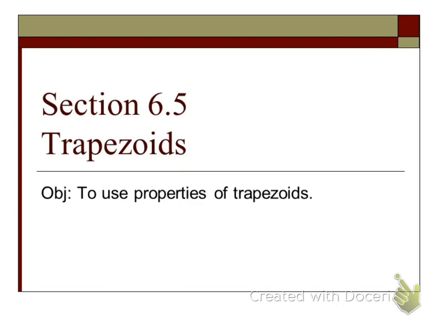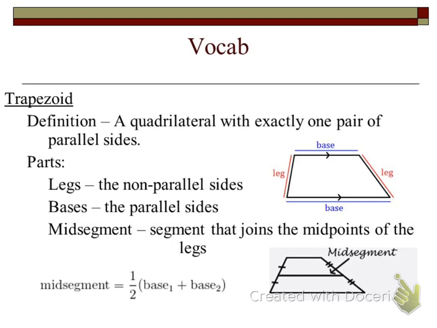So section 6.5 is all about trapezoids, so our objective is to use the properties of trapezoids. Here's some vocabulary terms you need to know about trapezoids. We're actually going to talk about two different types of trapezoids, the general everyman's trapezoid, and then something called an isosceles trapezoid.